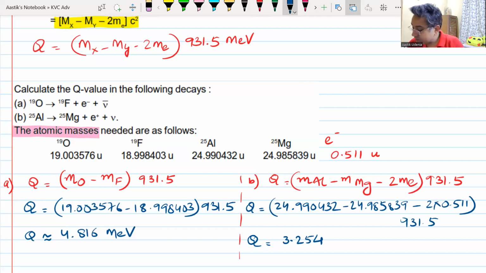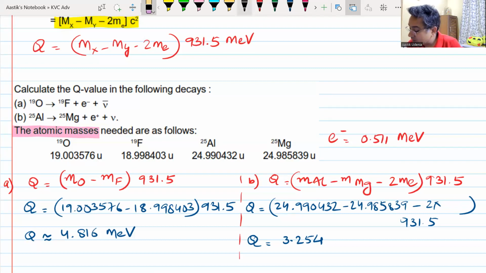I think I made a mistake here. This electron value is not 0.511 u. This is in terms of mega electron volts. It is 0.511, it is not 0.511 u. For an electron, this value is 0.511 mega electron volt when you convert it into energy. So I should not use this value here.